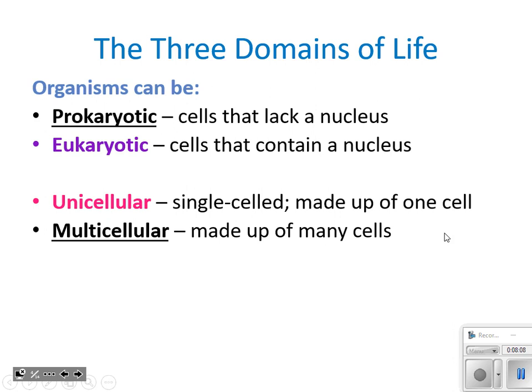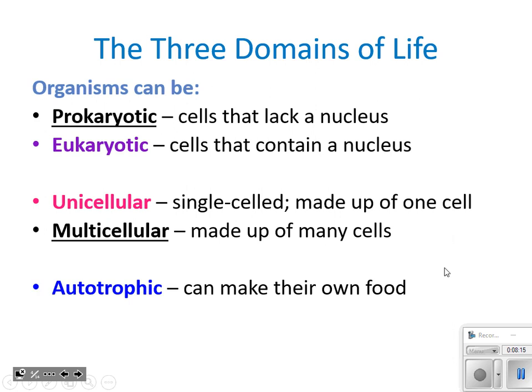Well, autotrophs, you should have heard of these. Autotrophs are organisms that can make their own food. So if you are autotrophic, you can make your own food. Well, what makes their own food?